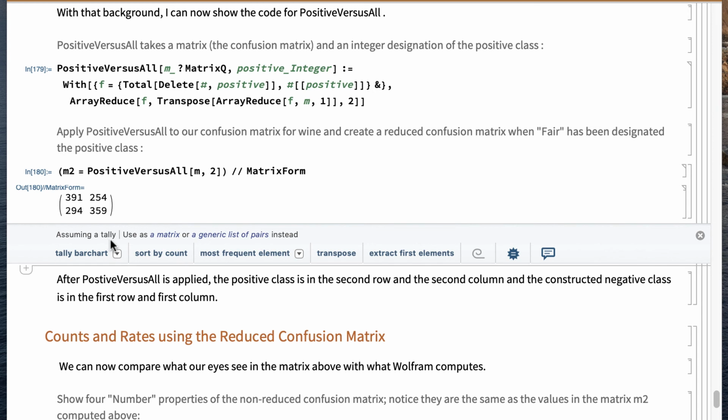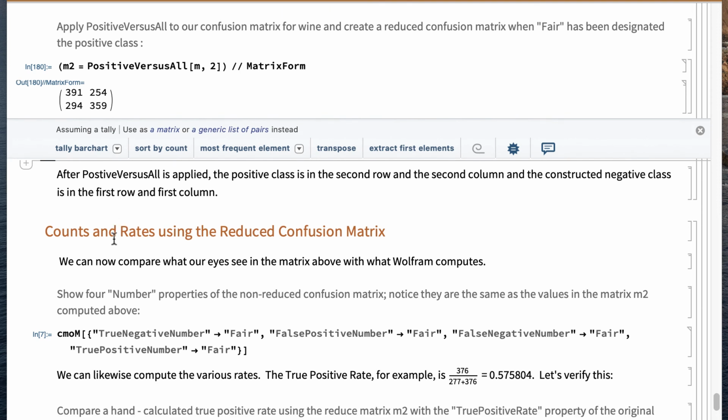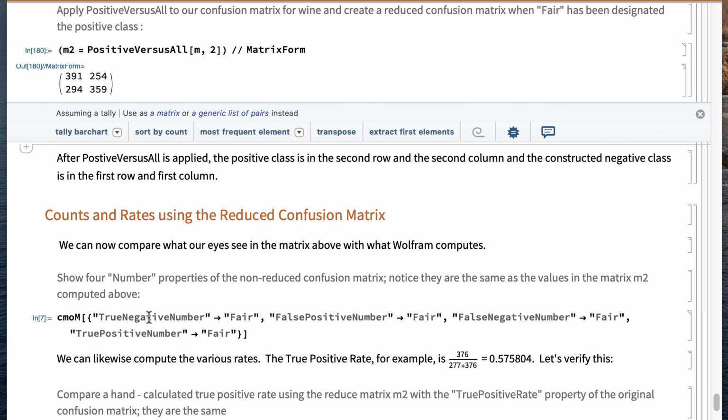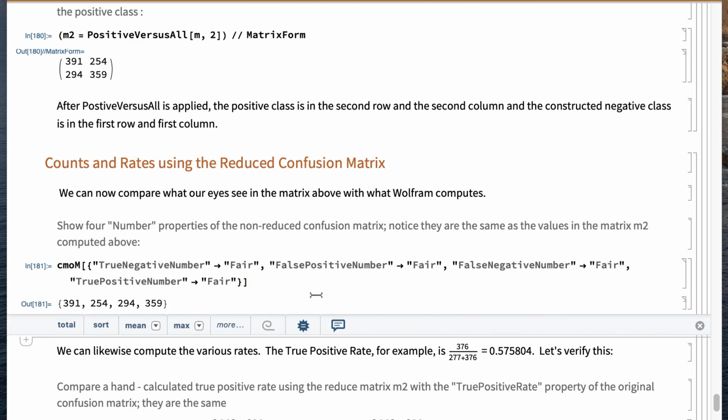So now we can just use this just as we did before and get all those number values that we got before. Here I'm going to compute the true negative number under the assumption that fair is the positive class, the false positive, the false negative, and the true positive, using our big fat 3x3 confusion matrix. And if all goes well, this value should be 391, and this value should be 254, and this value should be 294, and this value should be 359. I sure hope that works. And hooray, it does.